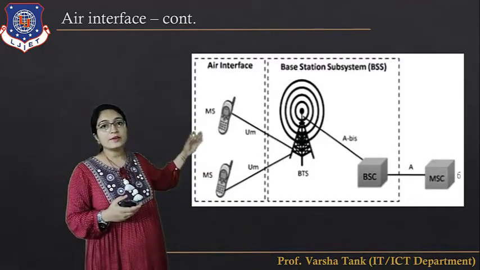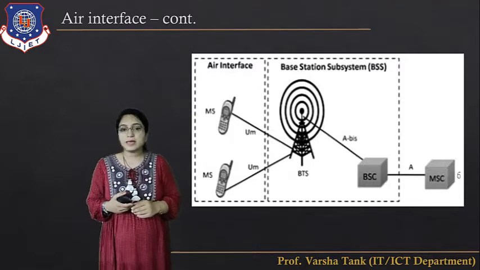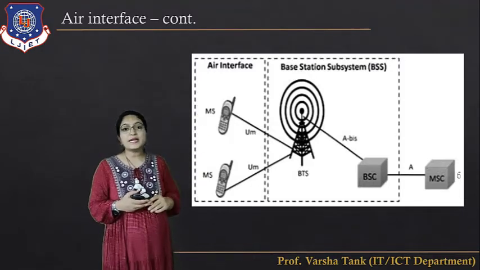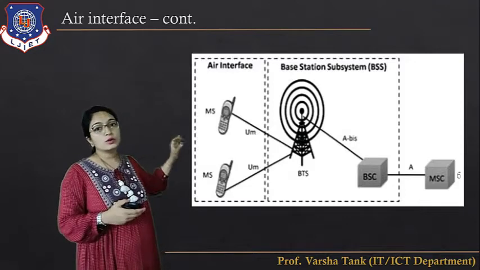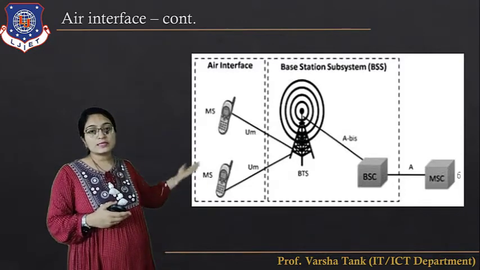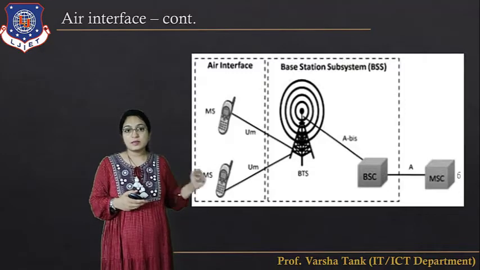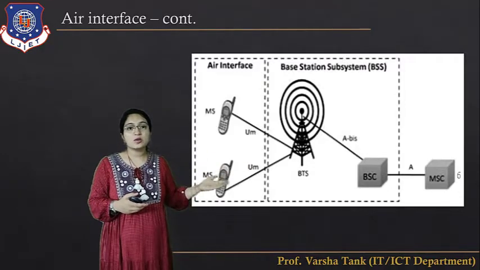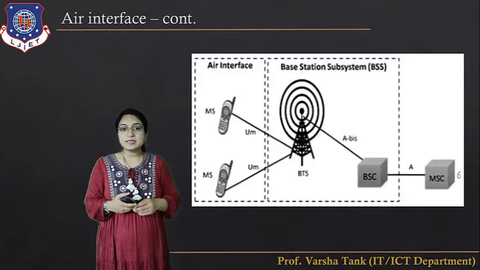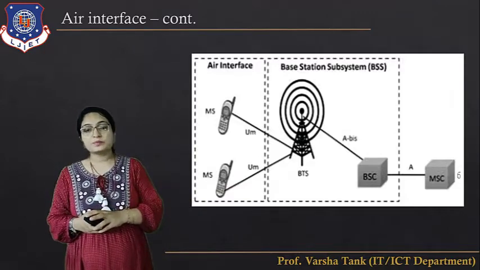So here the air interface is there, then the base station subsystem is there. In the base station subsystem, the BTS is there. So this interface you can see over here is between the mobile station and the base transceiver system. And here the BSC, that is the base station controller, is there, and after that the MSC, that is the mobile switching center.